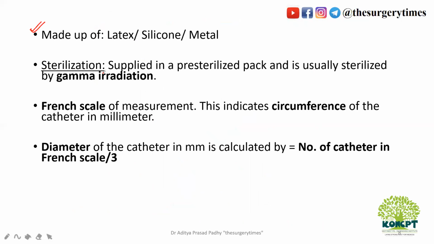Sterilization is important: already gamma radiation, or in the case of metallic catheters, we can go for autoclave. So it is very, very important. The French scale of measurement is used for this, and this indicates circumference. If it is written as 16 French, it indicates the circumference of the tube.